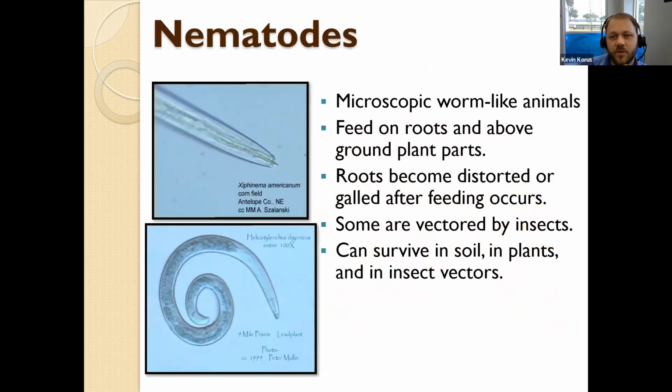So nematodes are microscopic worm-like animals. They're not worm-like, they are worms.